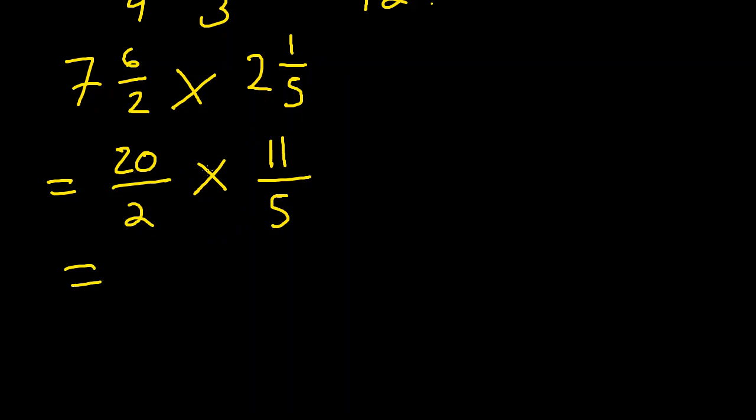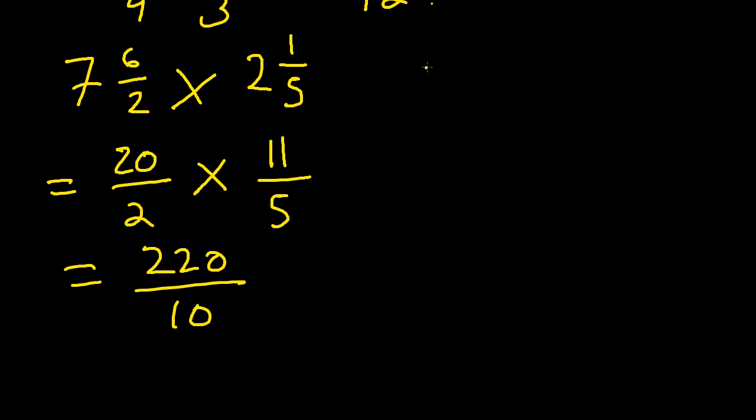So now we just multiply these together, right? So 20 times 11 is 220. So you get 220, and then 2 times 5 is 10. Okay, so our final answer would be 220 over 10.